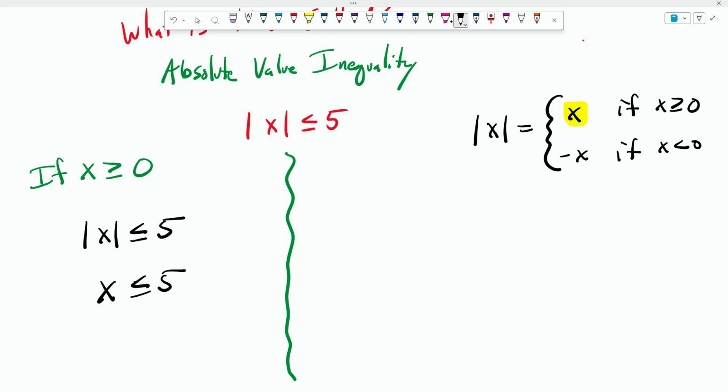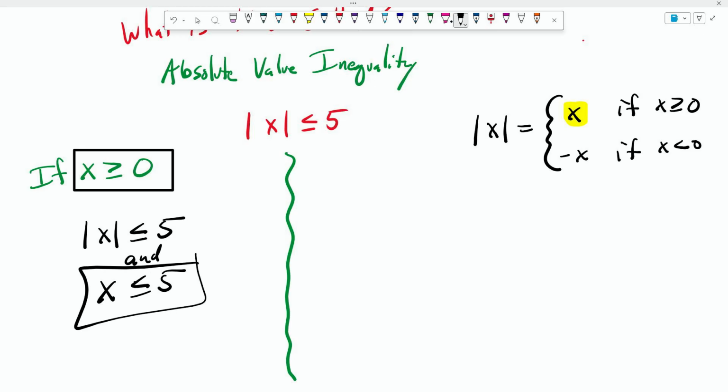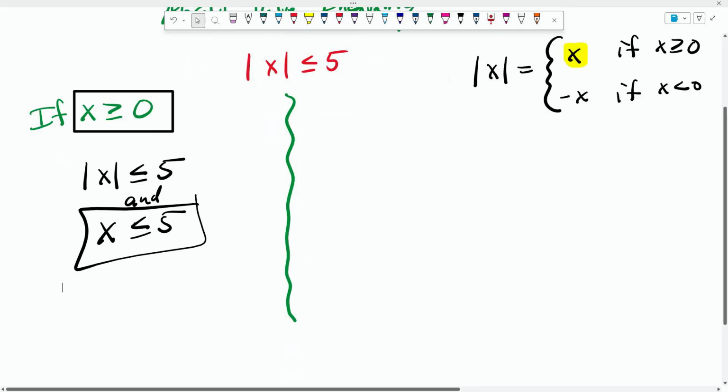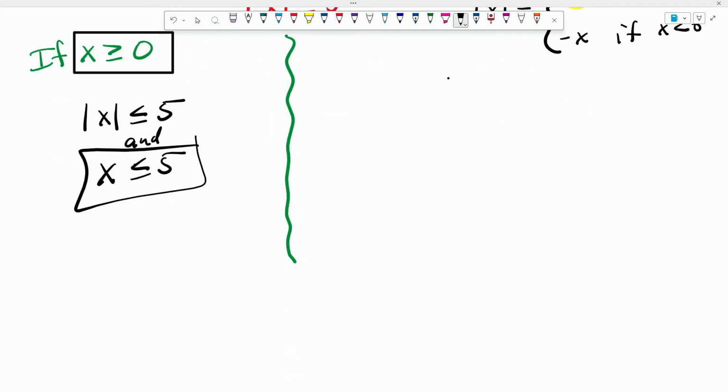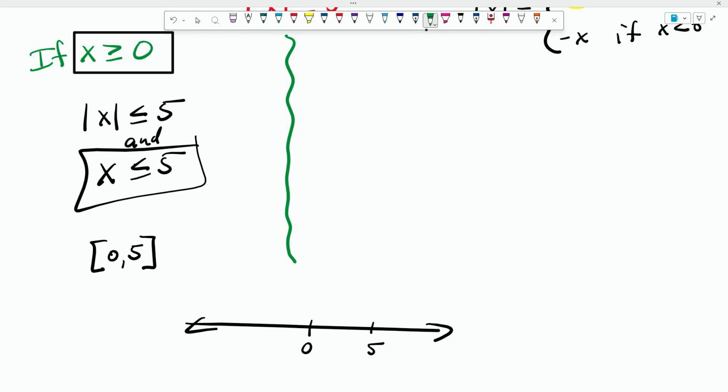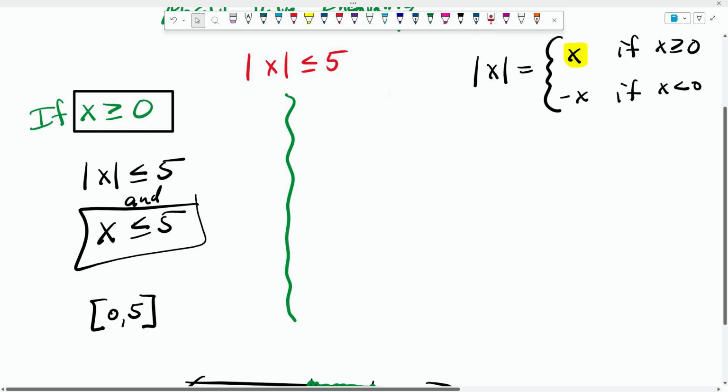Then we know the solution is x is less than or equal to 5. However, it has to be both greater than or equal to 0 and less than or equal to 5. So it's a compound inequality, basically, which would be all these numbers, 0 to 5. So that's part of our solution set.